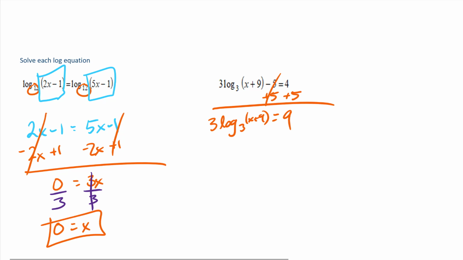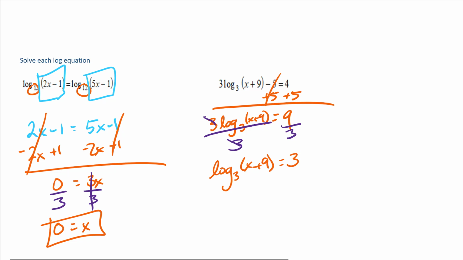Then I'm going to take a look at, okay, what can I do to get rid of this 3 here? Well, that's multiplying by 3, so let's go ahead and divide both sides by 3. That's going to cancel those out, not the base of my logarithm, just the 3 as a coefficient. And we have log base 3 of x plus 9, but I had to make sure I divided by 3 on both sides, and that's 9 divided by 3, which gives me 3.